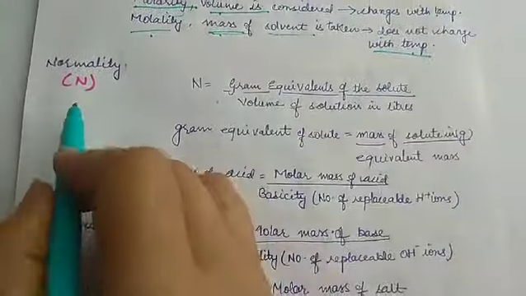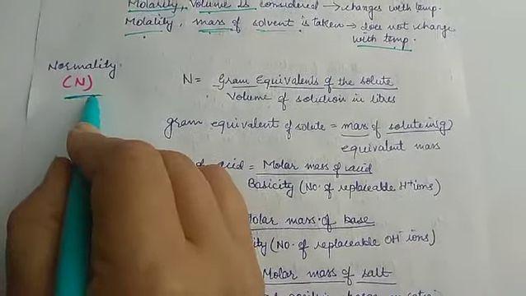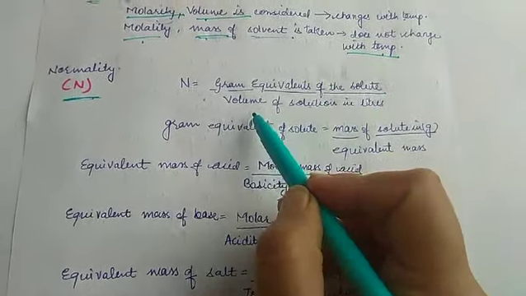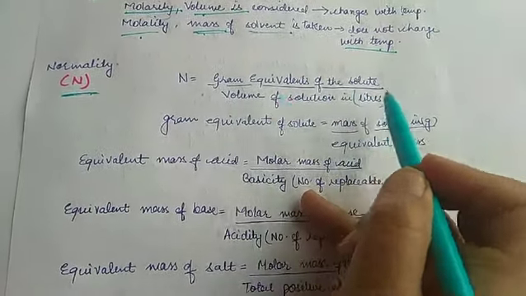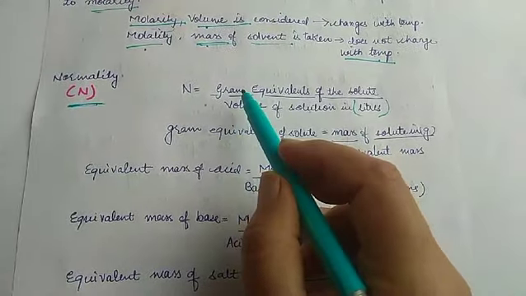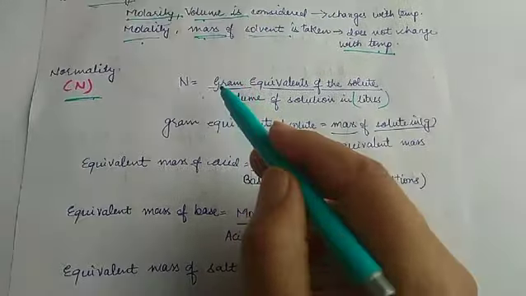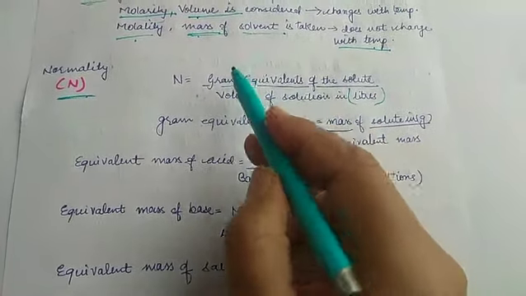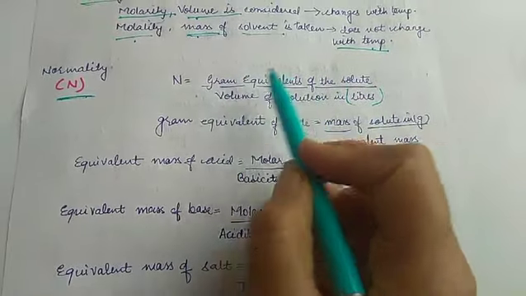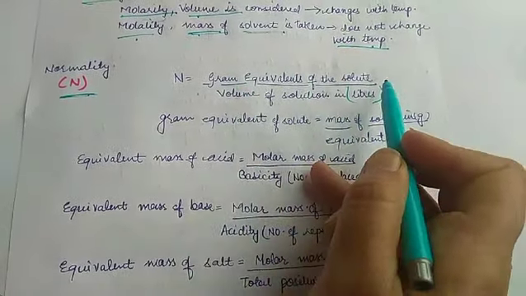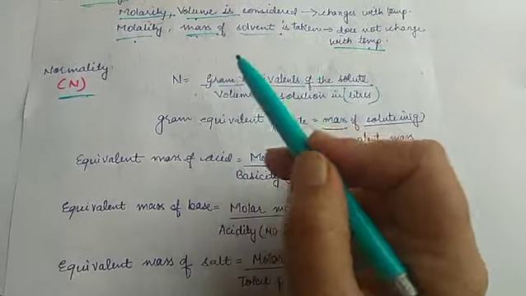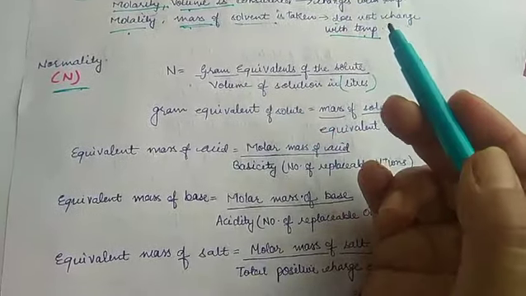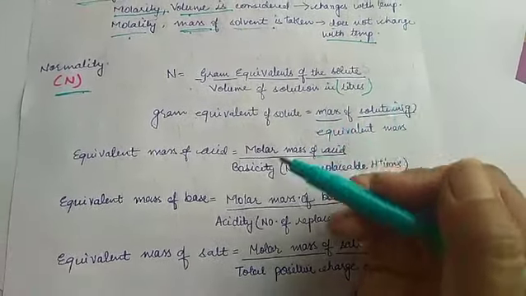Next is normality. What is normality? Normality is represented by capital N, and here the formula is gram equivalent of the solute divided by volume of solution in liters. Now we have already studied molarity: the number of moles of solute divided by volume of solution in liter. But in normality, instead of number of moles of solute, we have gram equivalent of the solute, and we know how to calculate the number of moles of solute: simply take the given mass of the solute divided by molar mass.